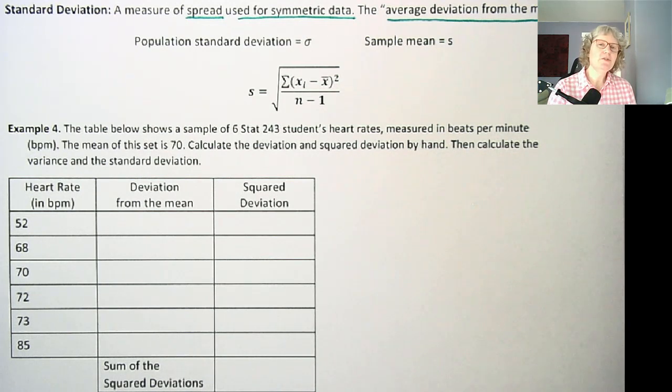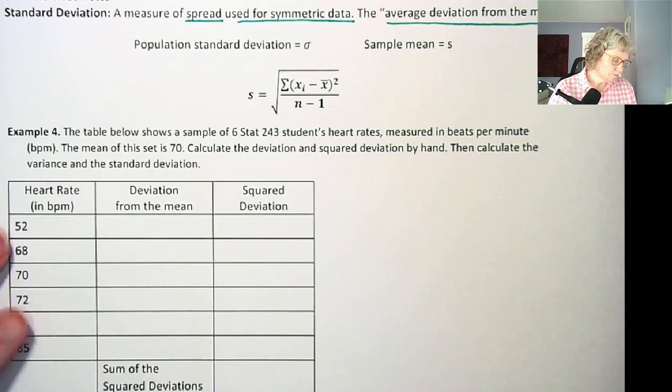I want to do it once by hand so you understand what it means, and then we're going to use technology to calculate it. So I don't expect you to do really any of these. Unless you want to do a couple, that's fine, but I would rather you use the technology to do it.